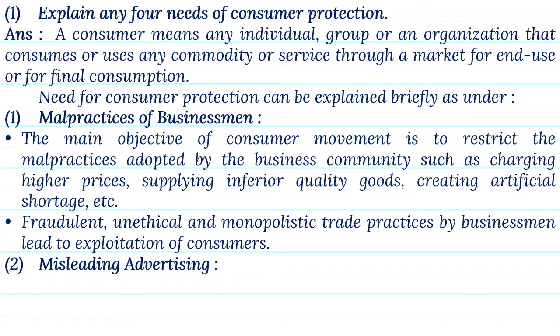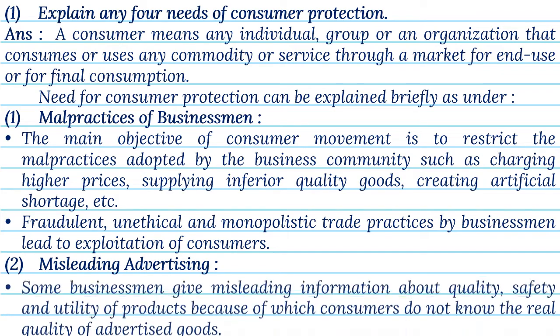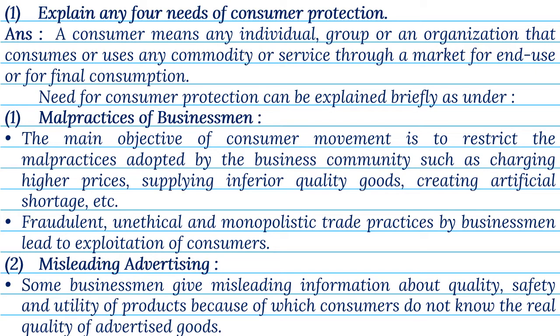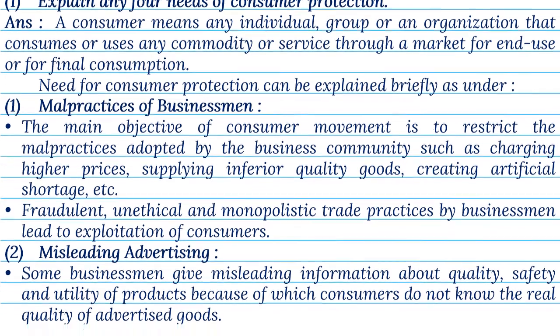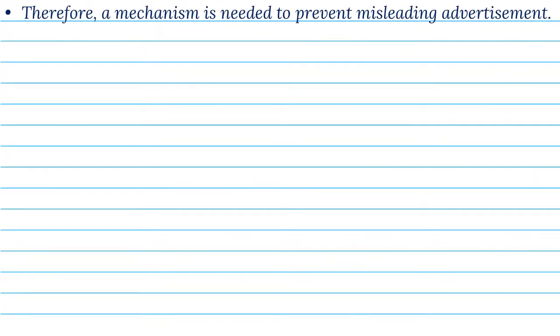2. Misleading advertising. Some businessmen give misleading information about quality, safety, and utility of products, because of which consumers do not know the real quality of advertised goods. Therefore, a mechanism is needed to prevent misleading advertisement.